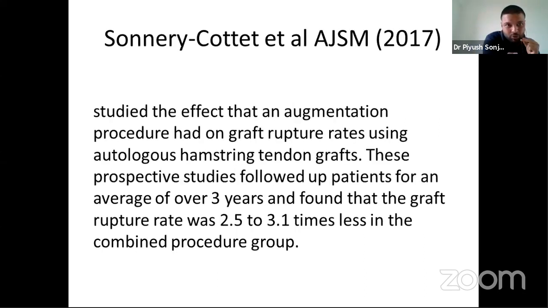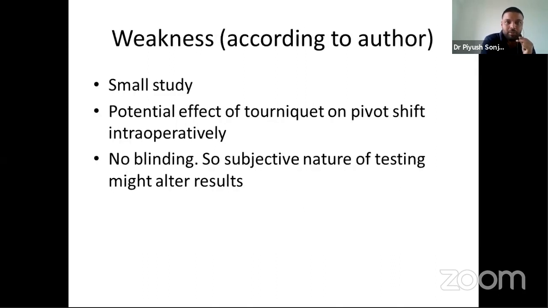Sonnery-Cottet et al. in 2017 studied the effect that an augmentation procedure had on graft rupture rates. So they have studied the graft rupture rate result. And these prospective studies followed up patients for an average of 3 years and found rupture rate was 2.5 to 3.1 times less in the combined procedure group. So this is also in line with our result.